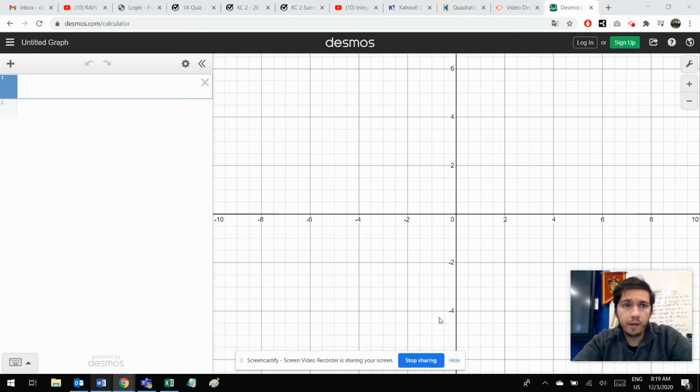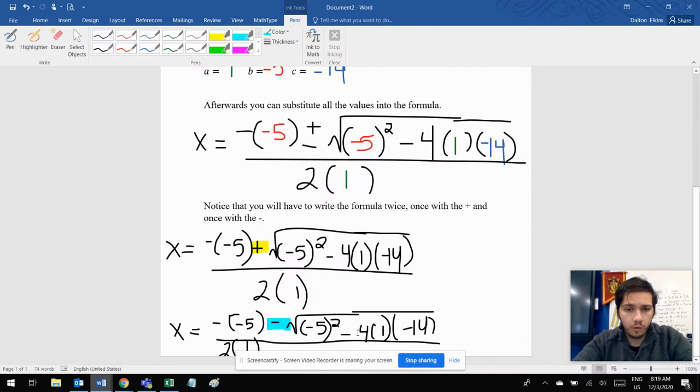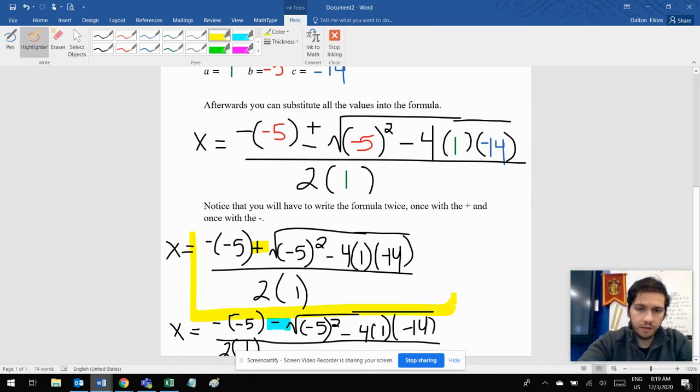All right, in this video, I'm going to show you how to type in the quadratic formula into Desmos. Now, if you remember, the equations that we have are written right here. So what I'm going to do is take all of this stuff here. Let me highlight all this here, and I'm going to go ahead and put that into Desmos.